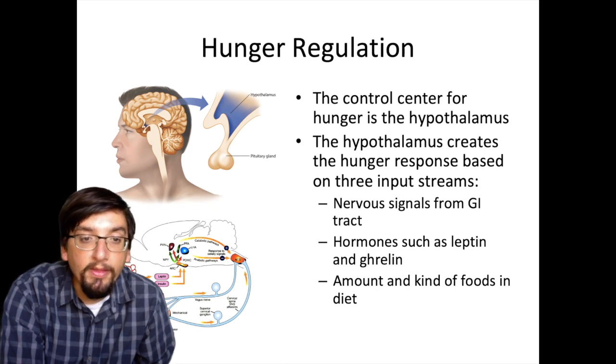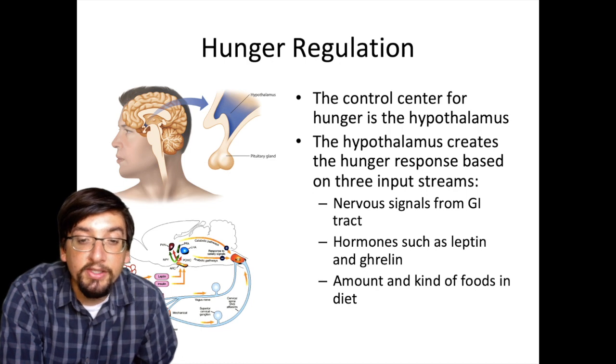Now, the homeostasis of maintaining enough nutrients in your blood is managed by the hypothalamus, and that's a part of the brain. You can see it's attached to the pituitary gland, and the hypothalamus receives information from, I guess you could say, three sources, three pathways.